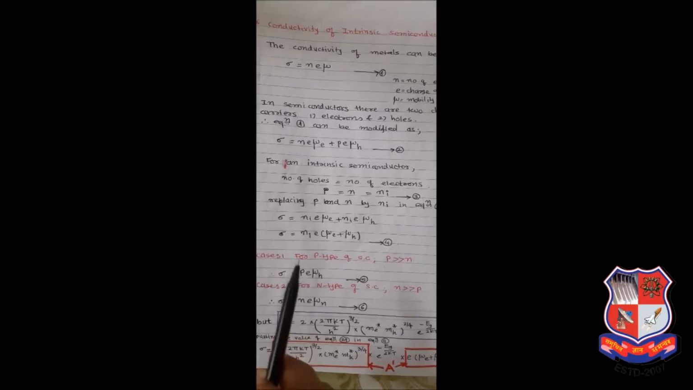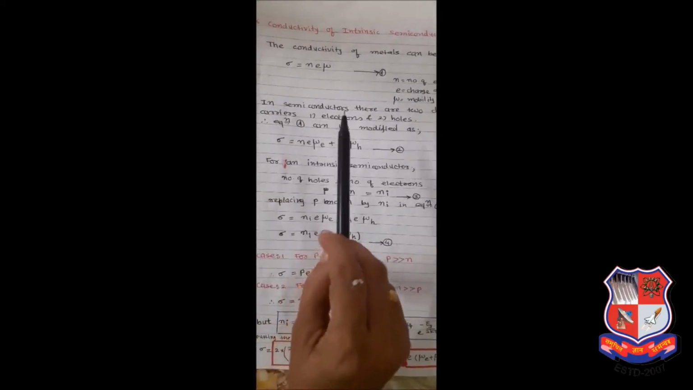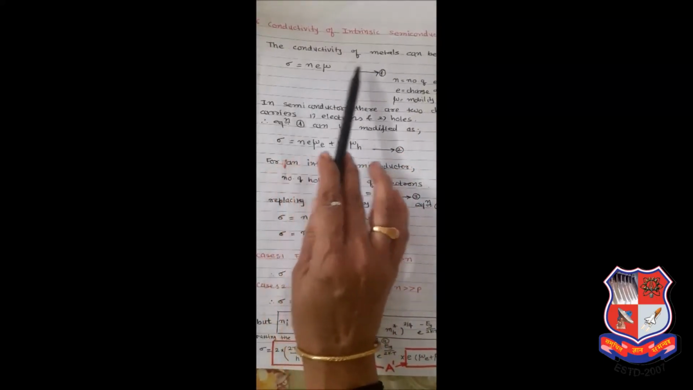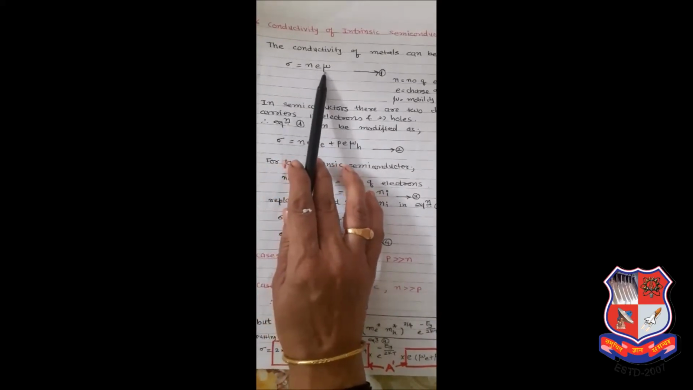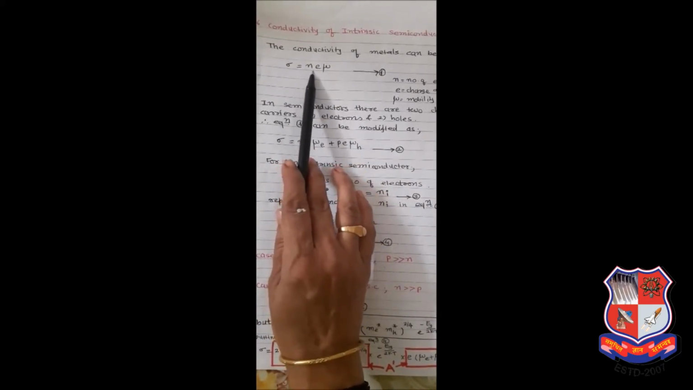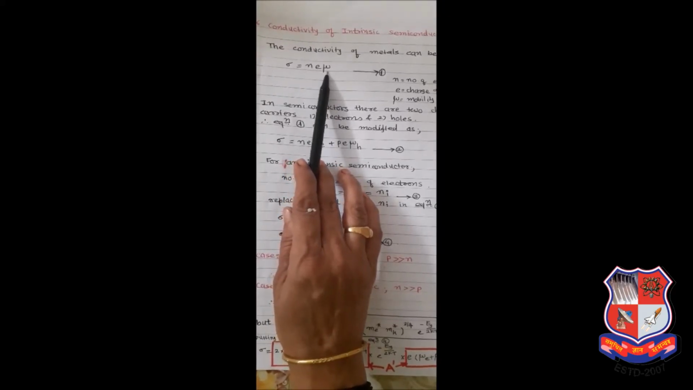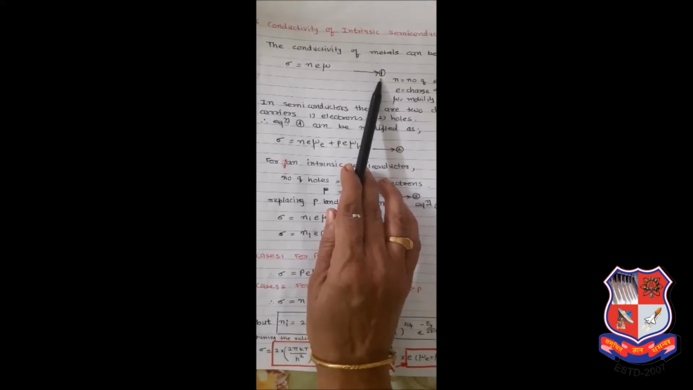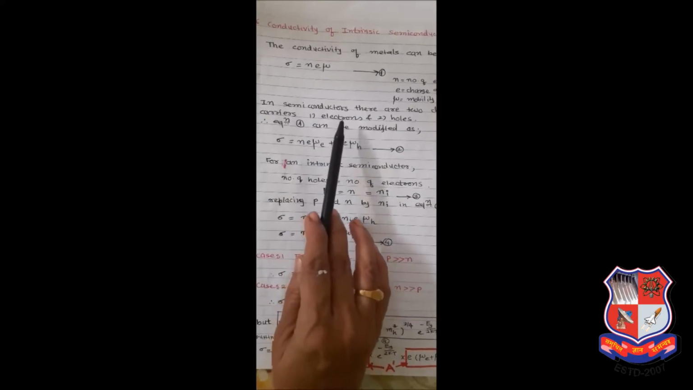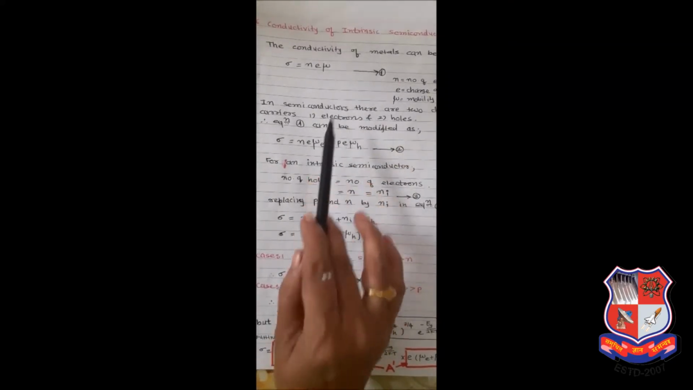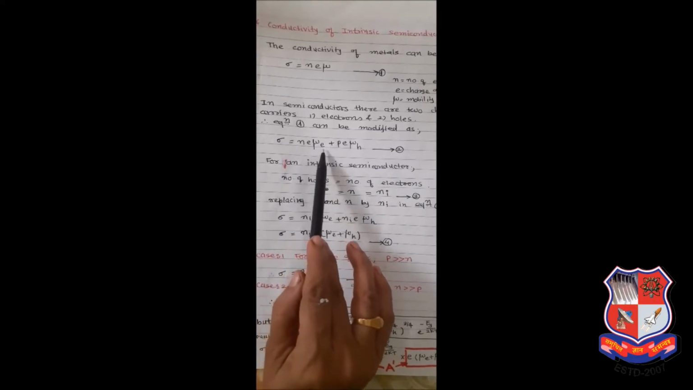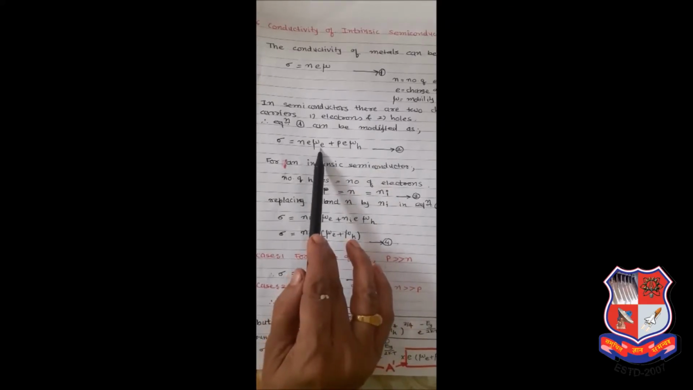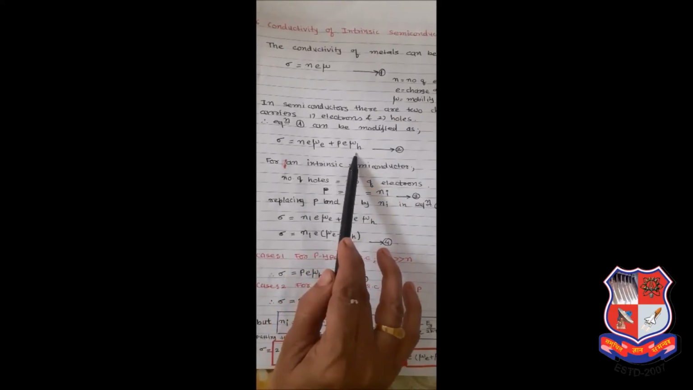Jai Hind friends. So now let's discuss the sixth question, conductivity of intrinsic semiconductor. So friends, we know that in metals the conductivity can be given by sigma is equal to n e mu, where n is the number of charge carriers, e is the charge of an electron, and mu is the mobility of the electron. If we want to derive a similar equation for an intrinsic semiconductor, where there are two types of charge carriers, electrons and holes, this equation 1 can be modified as sigma is equal to n e mu e plus p e mu h, where mu e is the mobility of electrons and mu h is the mobility of holes.